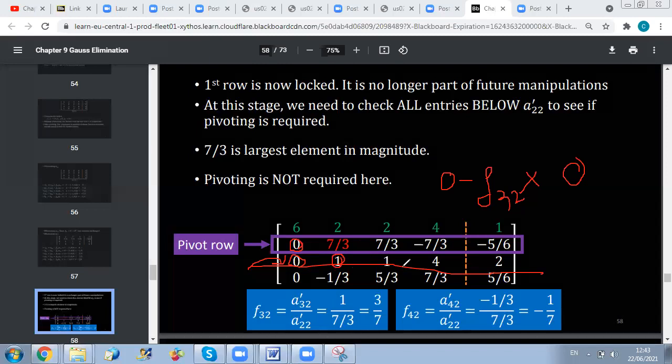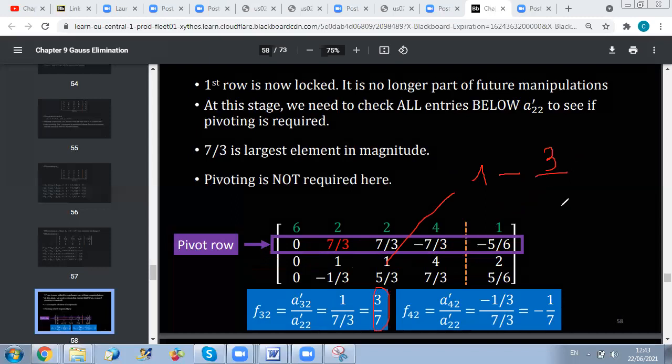So just you should see what will be the updated elements 1, 4, 2. Okay. So now 1 for example شو حتصير؟ حتصير 1 minus ال F32 هو 3 over 7 times this term اللي هو 7 over 3 حتطلع 1 minus 1 حتطلع 0. Okay. Now this element will be updated حيصير 4 minus 3 over 7 times this element اللي هو minus 7 over 3. So we get the updated coefficient.